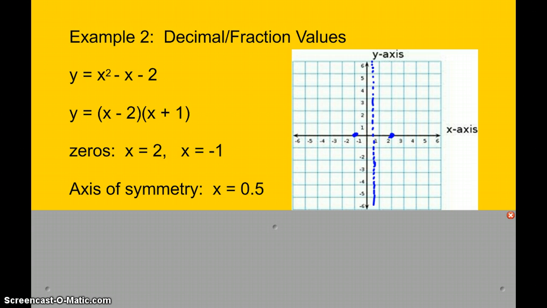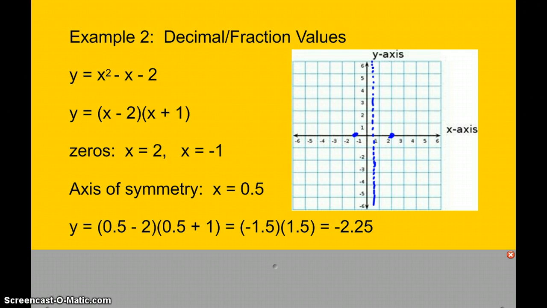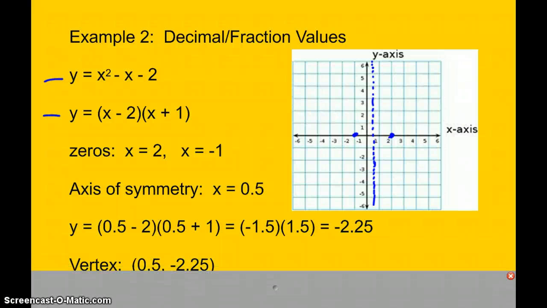We know our parabola is going to be centered at that axis of symmetry, or that's going to be the x value of my vertex. So in order to find my vertex, I plug 0.5 into my original equation or my factored form. I could plug into either one of these two places. I would get the same answer. In this case, I plugged into my factored form, 0.5 minus 2 times 0.5 plus 1, and I get -2.25. So my vertex is going to fall on my axis of symmetry at -2.25.